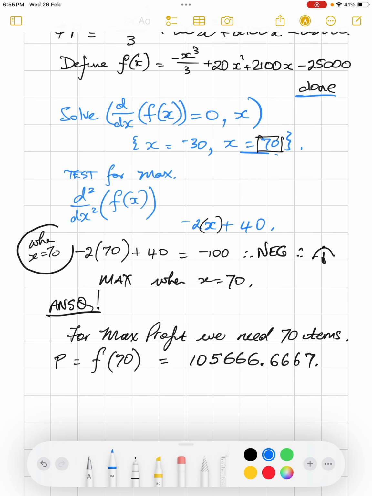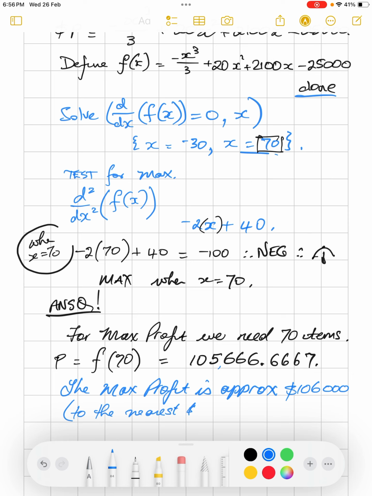So we can say the maximum profit is approximately, to the nearest 1,000, $106,000. Approximately $106,000 to the nearest $1,000. Right, and so there we have it.